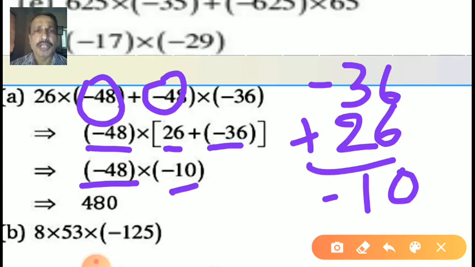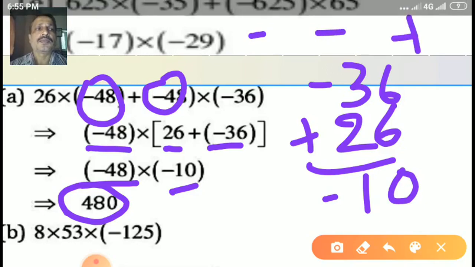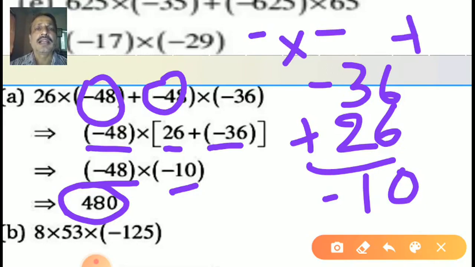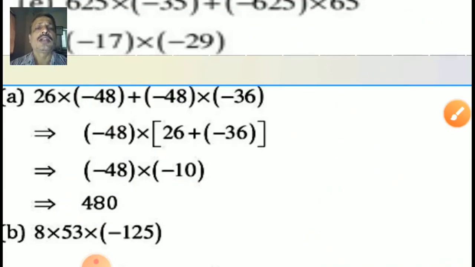Now minus 48 multiplied by minus 10 gives us 480 as the answer, because minus into minus gives us a plus. When two numbers are both minus, multiplication gives a positive number, or we can say an even number of minus signs multiplied gives a positive number. Good. Now look at B.